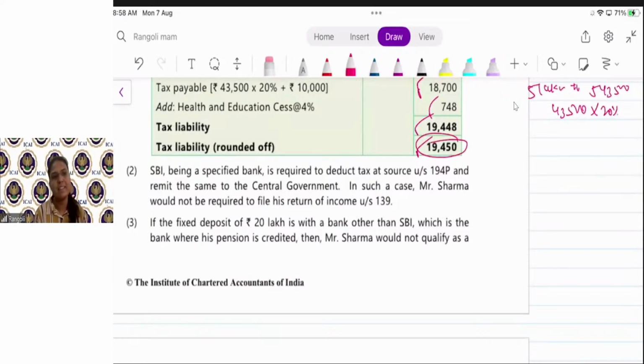So if the bank has deducted TDS under section 194P, that is 19,450, then Mr. Sharma is not required to file a return of income because all the conditions of section 194P are satisfied.